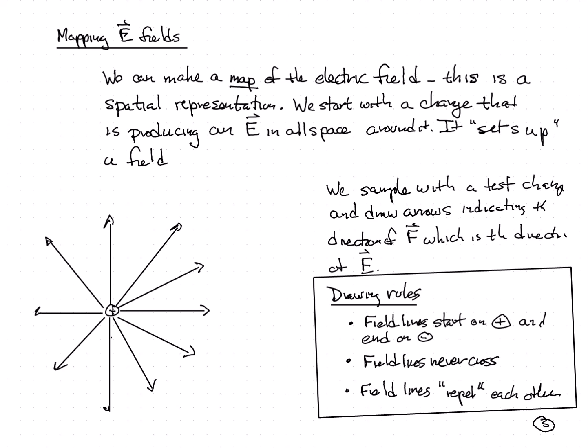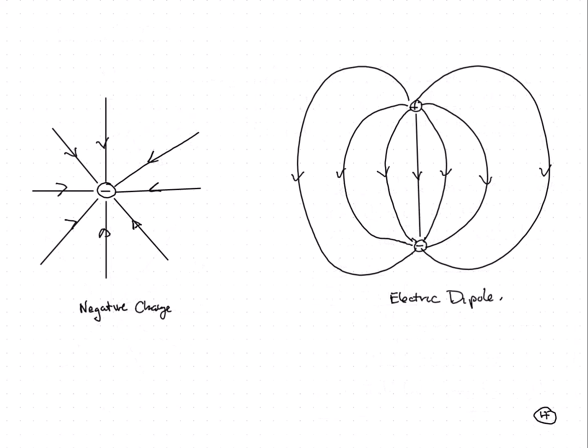There are a few simple rules. Field lines always start on positive charges. They end on negative charges. They never cross. And field lines always look like they repel each other. So let's look at another example. Let's look at a minus charge. So for a negative charge, a positive test charge would always be attracted to it. So those field lines go inward. They end on that negative charge. And that's one of our rules, that field lines end on negative charges.